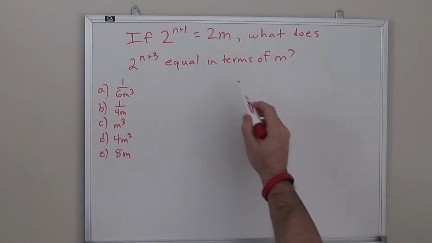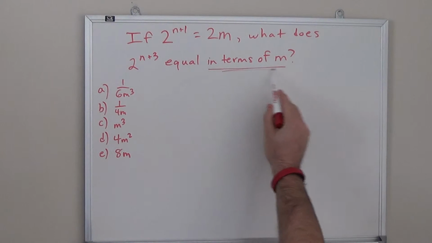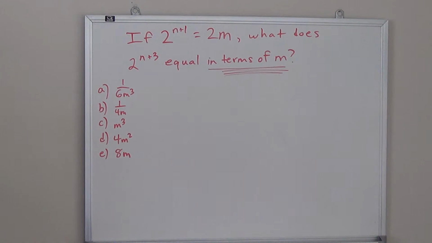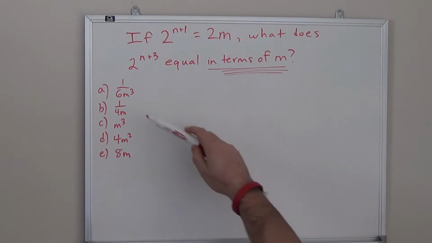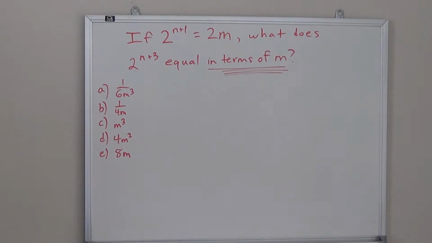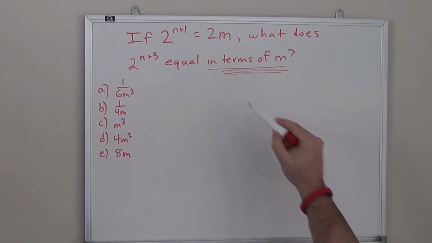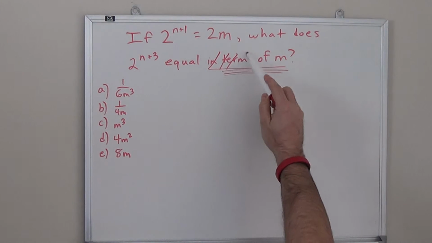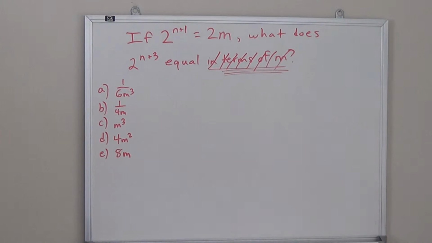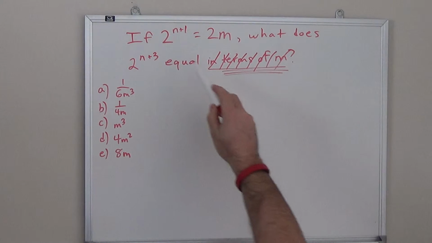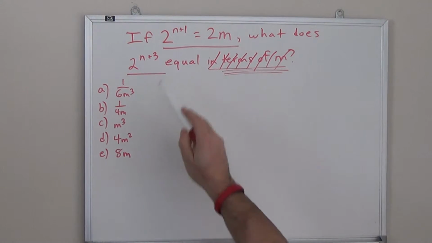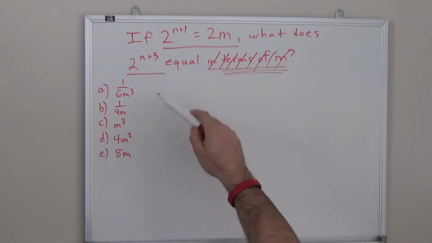First things first, sometimes a lot of kids see this phrase, in terms of m, and that bothers them. Essentially all it really means is that the answer will have m in it. So it doesn't mean set it equal to m. If it bothers you, quite honestly, you can just ignore it. They're telling us if this is true, what's that? And from that we're supposed to get something with m's in it.